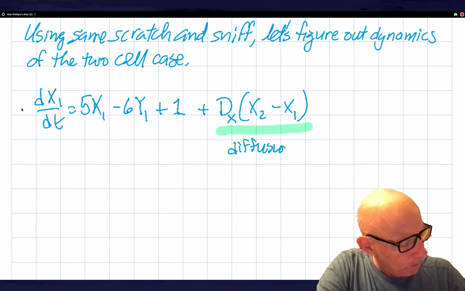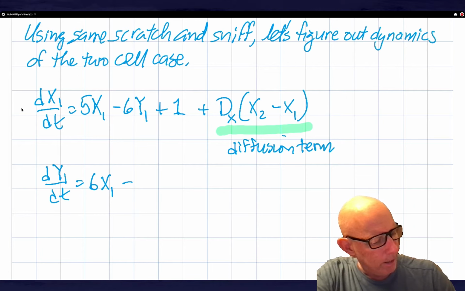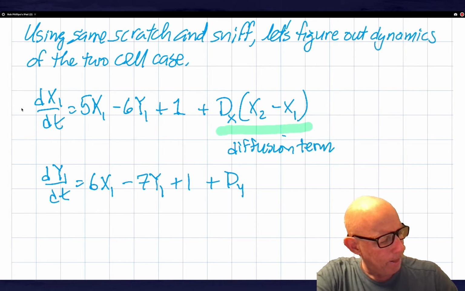Why do I say that? Because note what it does. If x2 is greater than x1, that means there are more molecules in cell 2 than there are in cell 1, and it will lead to a positive term. It will contribute to an increase in the number of molecules in cell 1. So it's diffusive. dy1/dt is equal to 6x1 minus 7y1 plus 1, and then plus dy times (y2 minus y1). So that's the cell 1 equations.